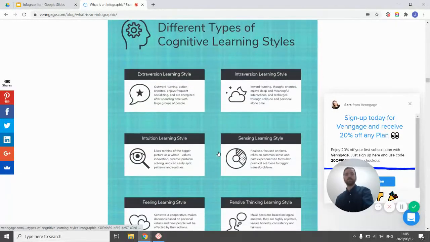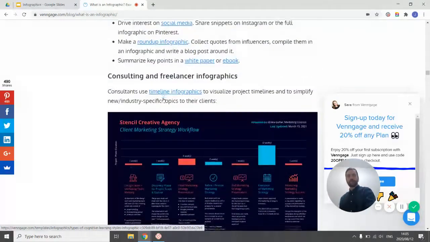Here's another one. These are the different types of learning styles. Here they are with an image, a little bit of text, and it's just simple. It catches your eye. You want to read it. So these are examples of infographics. Let's see if I can find another one.